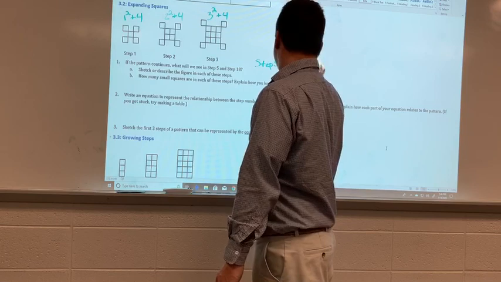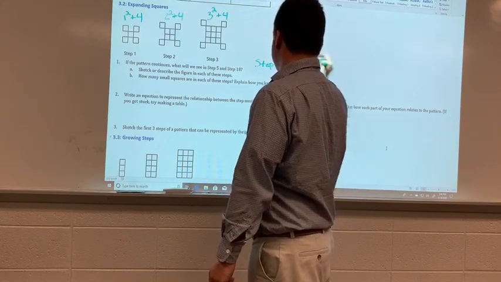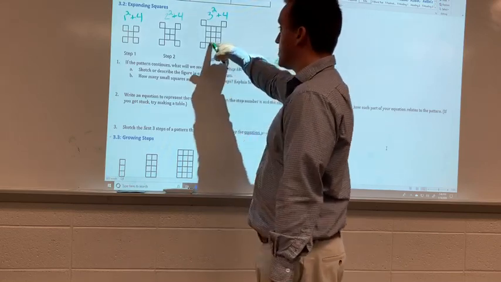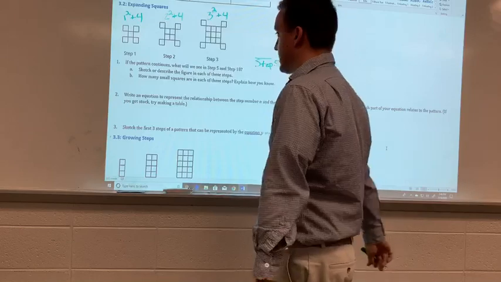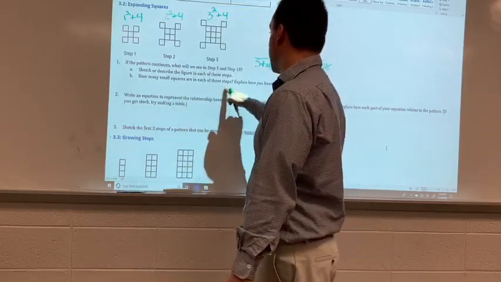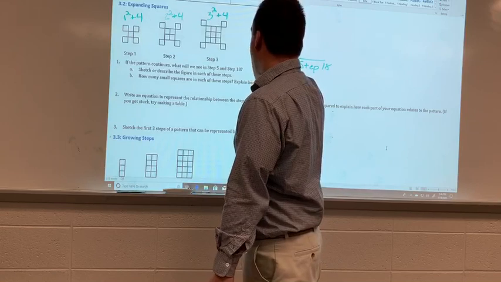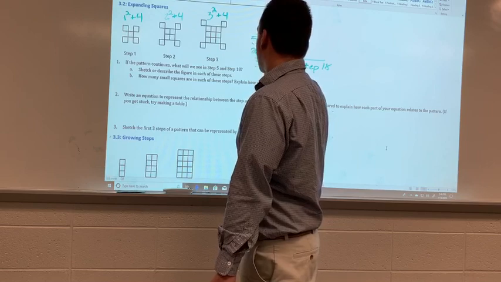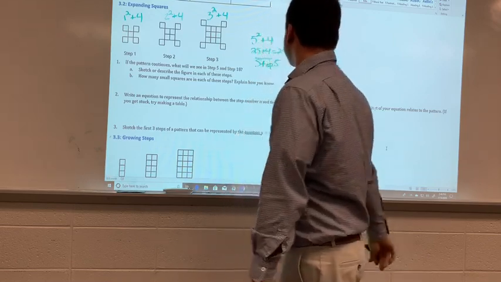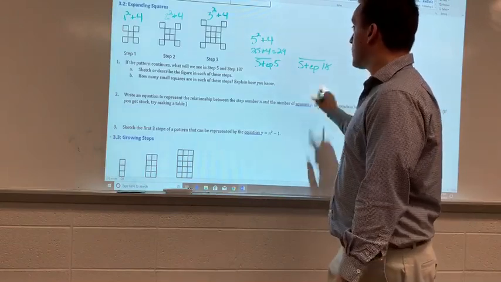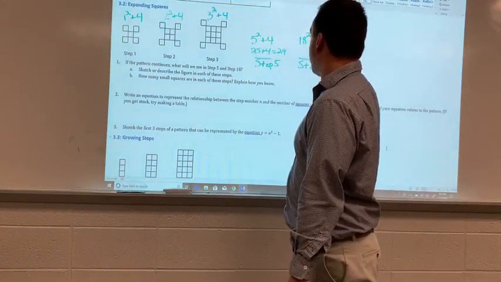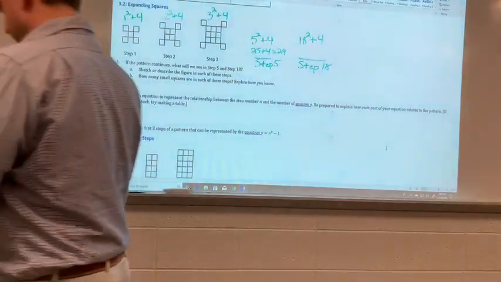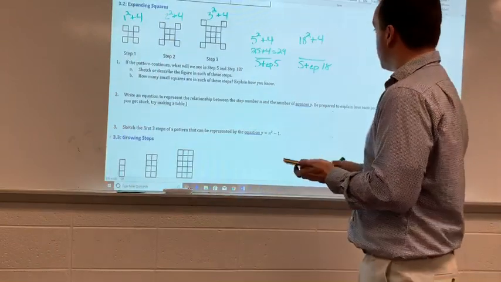So if we had step 5 and then also step 18, for step 5, we would have a 5 by 5 square and 4 along the outside. In answering part B for step 5, I know that we would have 5 squared in the middle plus 4, and that would be 25 plus 4, which equals 29. Working out further for step 18, we would have 18 squared plus 4. I can't do 18 squared in my head. Some people can. Good job.